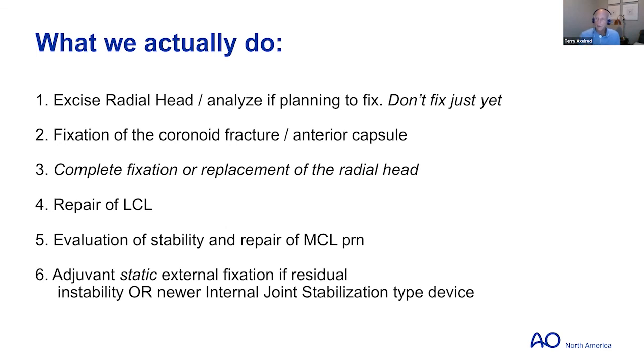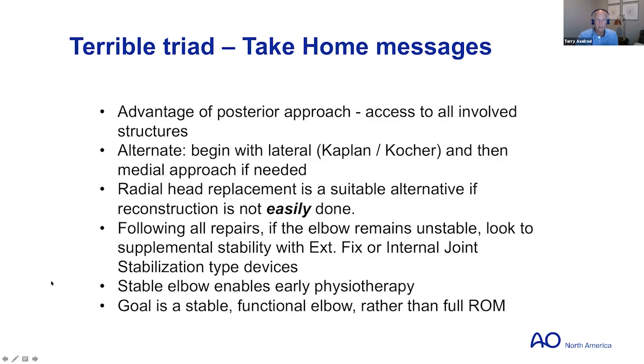Now, once you've gotten your access to the anterior capsule, you now fix or replace the radial head because you're now on your way out. You then can repair the LCL, evaluate the stability, and repair the medial collateral if you feel it's necessary. And then we don't really use hinge fixators anymore, the external fixators, but you can do a static external fixator if you have some residual instability, or you can use one of those devices that Jonah has shown us, this internal joint stabilization device, which I think will probably have a bigger and bigger role as time goes on. So that's what we actually do as an update to that.